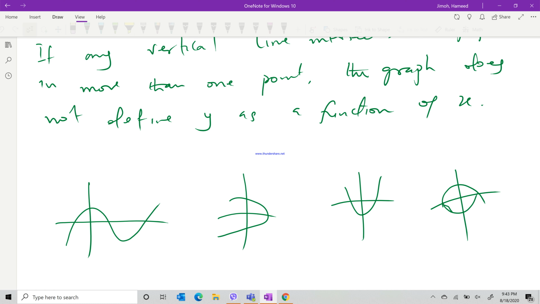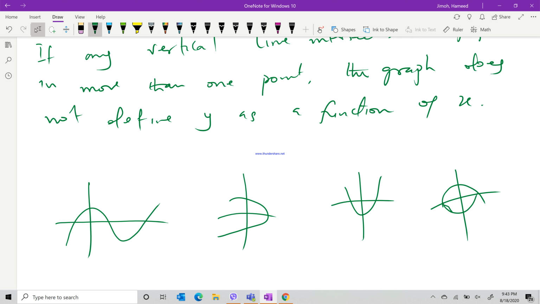For example, the first one. If you look at this, for every vertical line you could draw on this graph, you will see that it always cuts the graph at just 1 point. So this is an example of a function. So this shows y as a function of x.